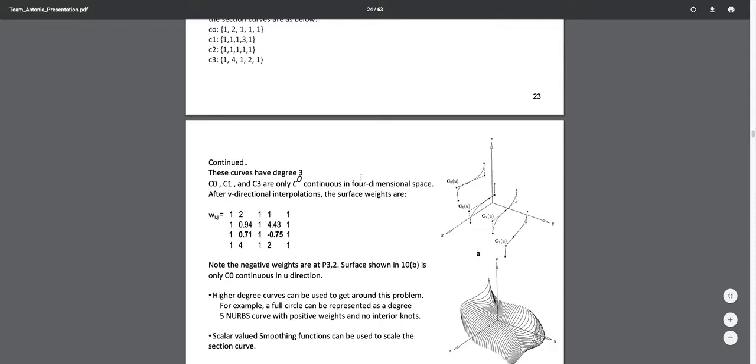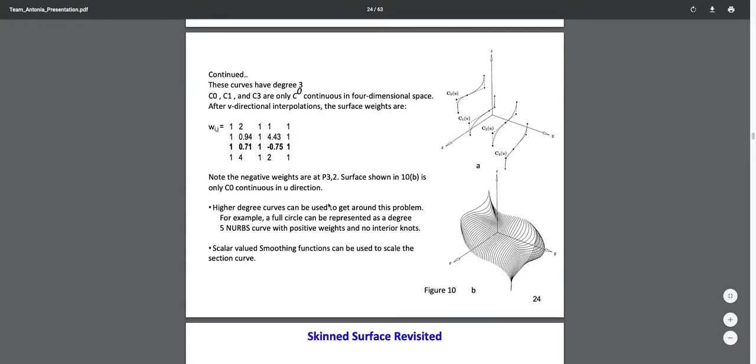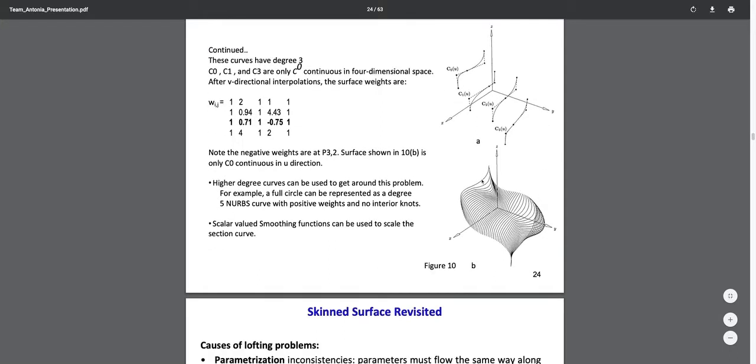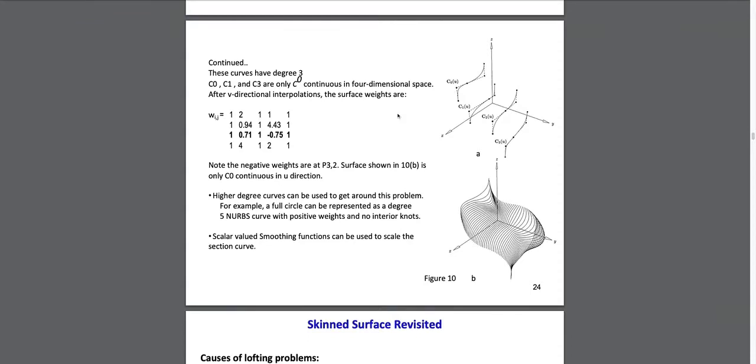But the resulting interpolation is not so smooth. If you see after interpolation, these are the weights we get, where at 3, 2, the weight is negative. And as a result, we also get a surface like this, which is very spiked at the beginning and the ends of these curves. So we expect a smooth surface to be generated, but we have some unwanted spike. These are some of the problems that we get by skinning using rational section curves.